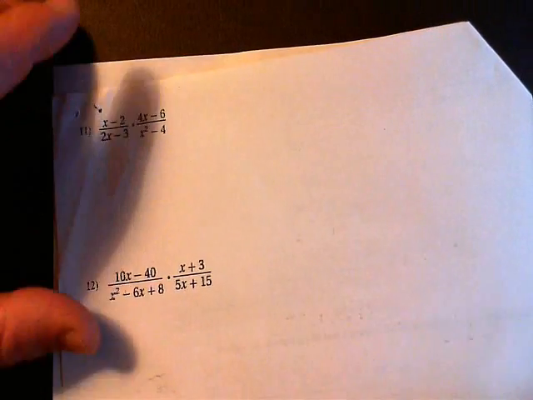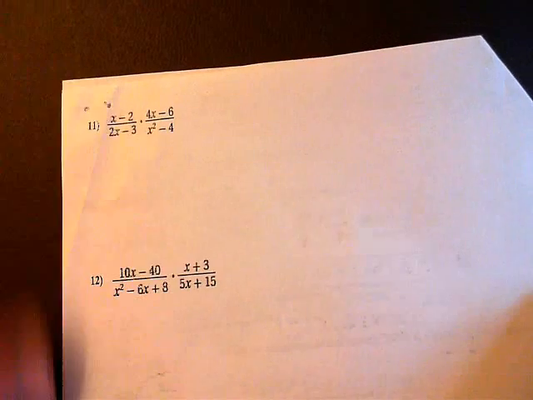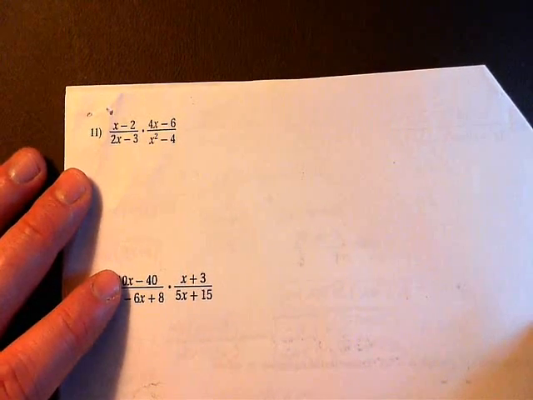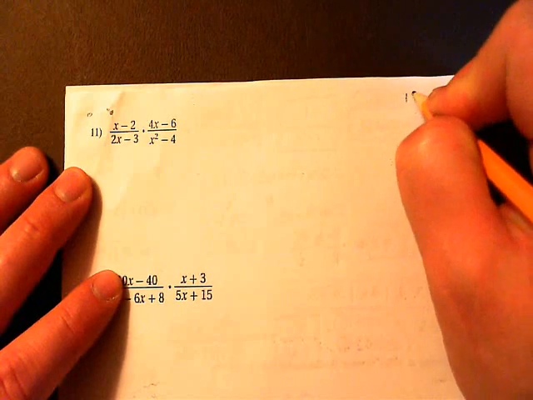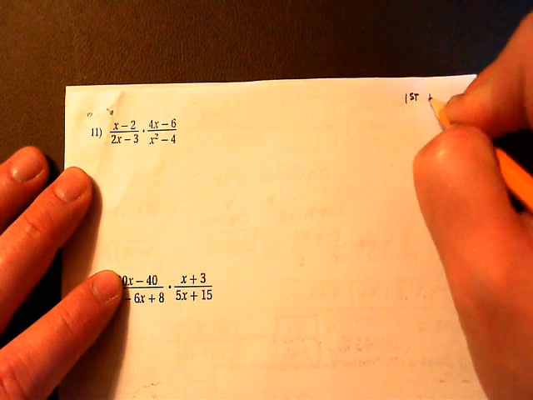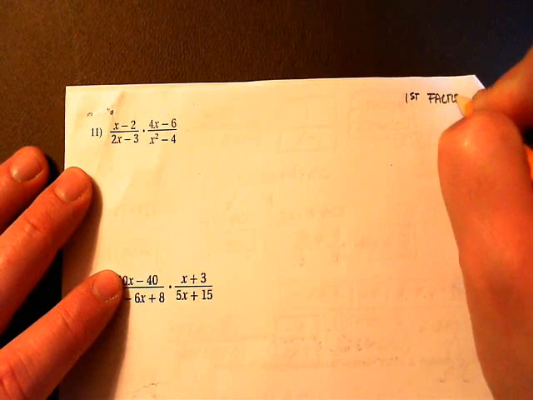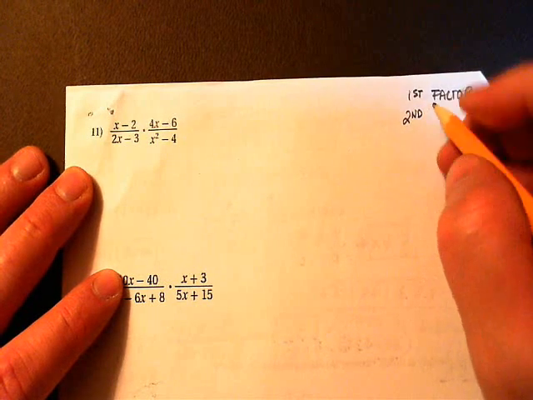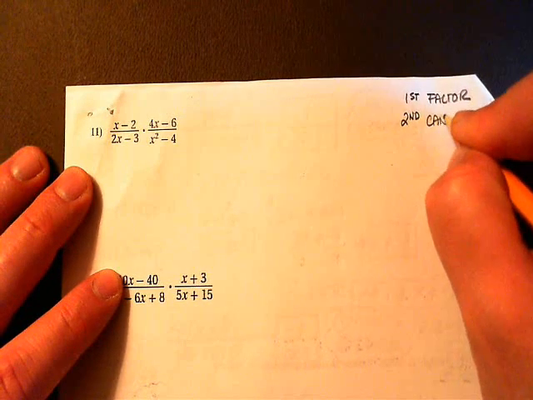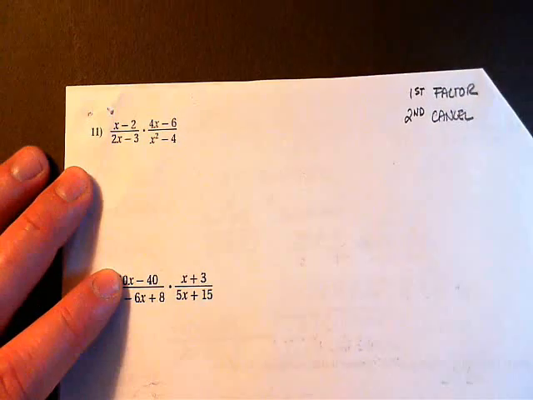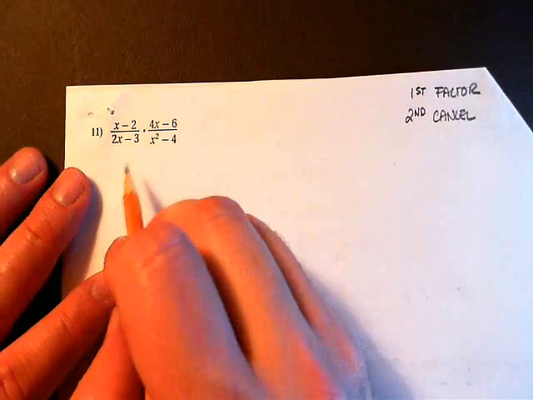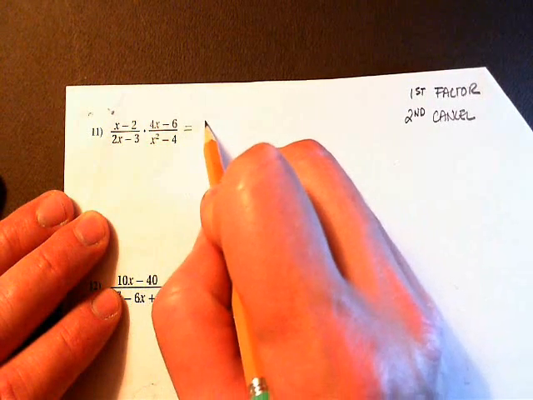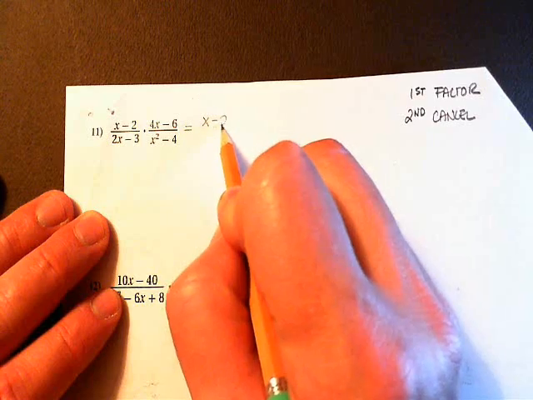Okay, now we're going to continue with page number 3 of the test retake, and here we are faced with problem number 11. Again, keep in mind the steps, which is first factor, and then second cancel. When I look at this problem, I ask myself, can I factor the first one, x minus 2, and the answer is no. So I'm just going to copy it.